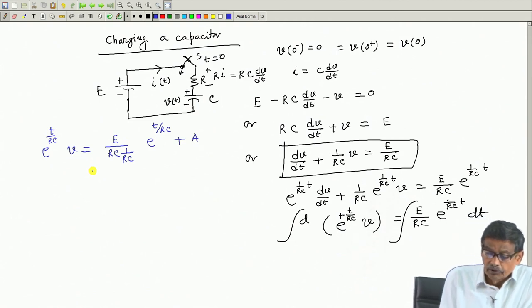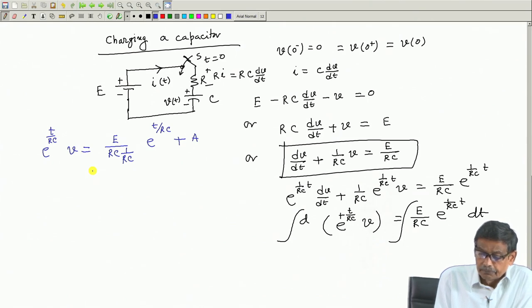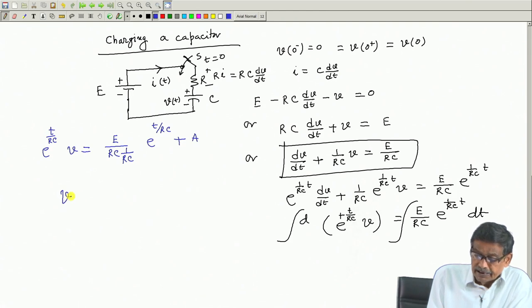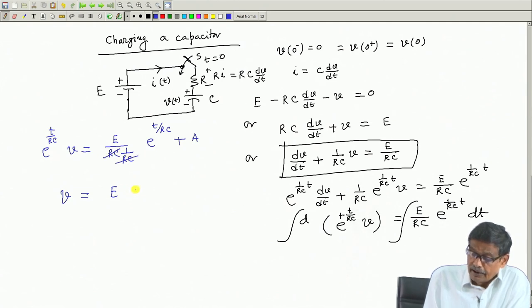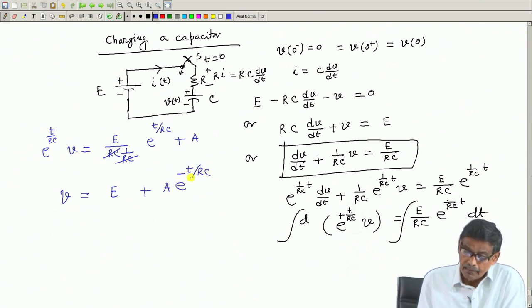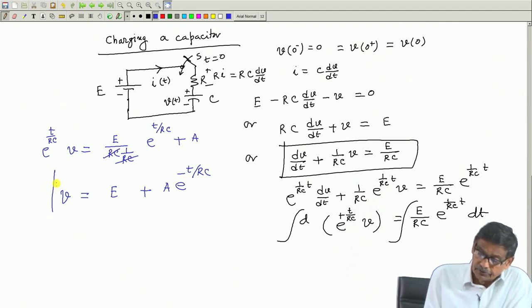But my goal is to find out V(t). So, I multiply both sides by e to the power minus t by RC to make it V on the left hand side, and this will become E. These two cancel out, and it will then become E plus A e to the power minus t by RC. So, this is the solution.